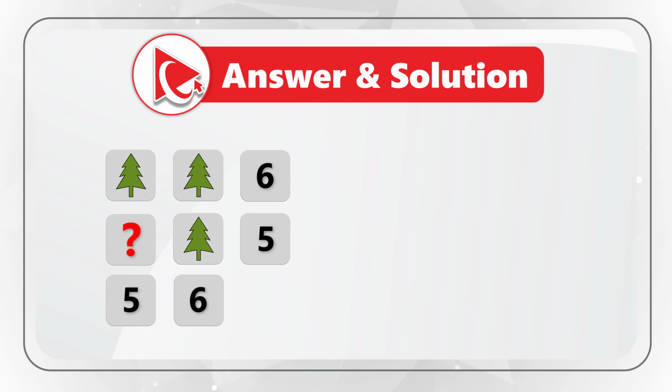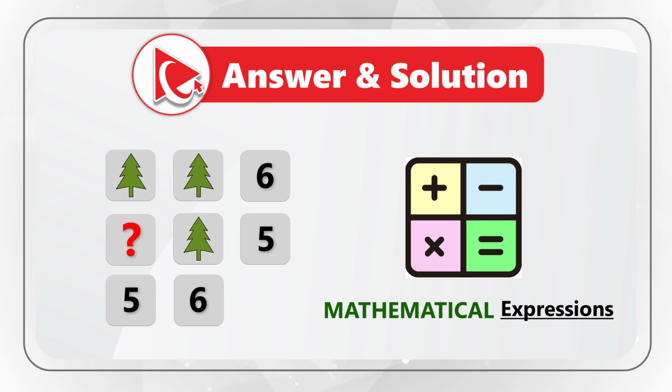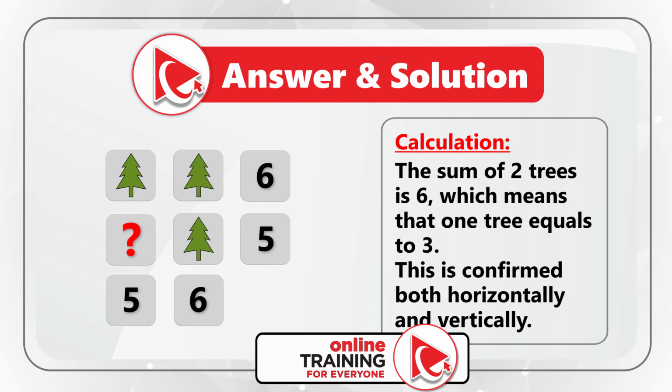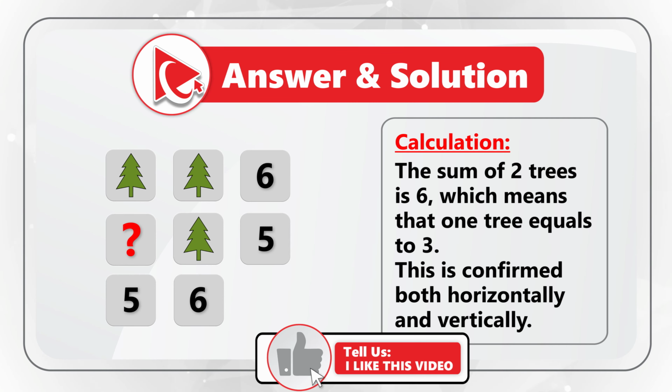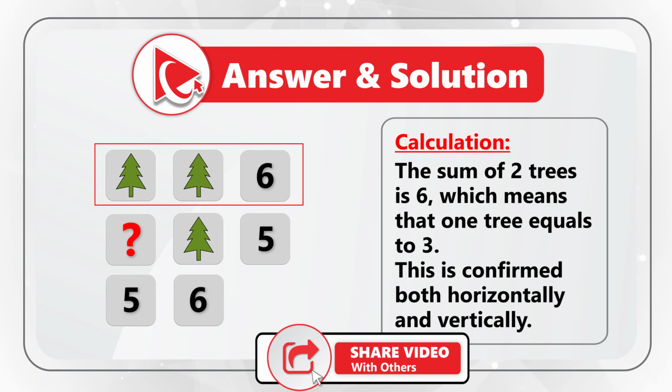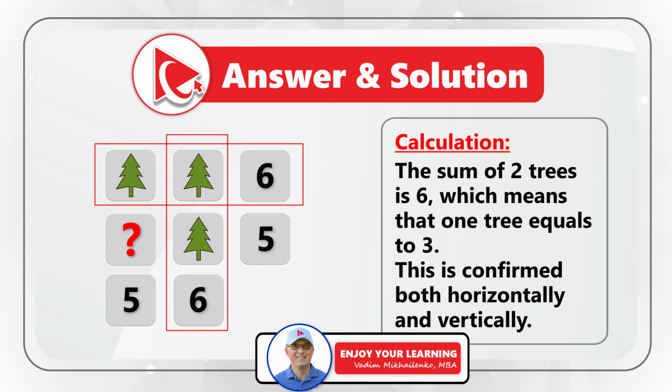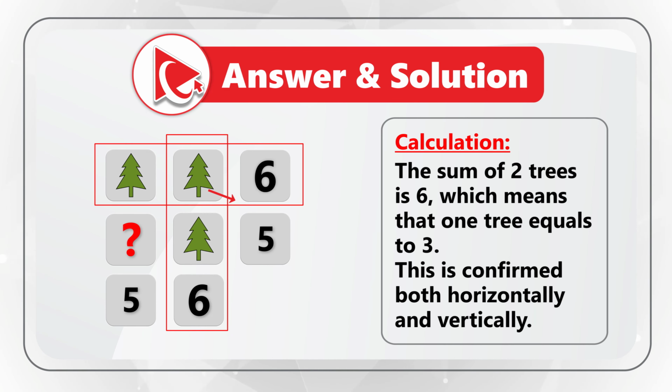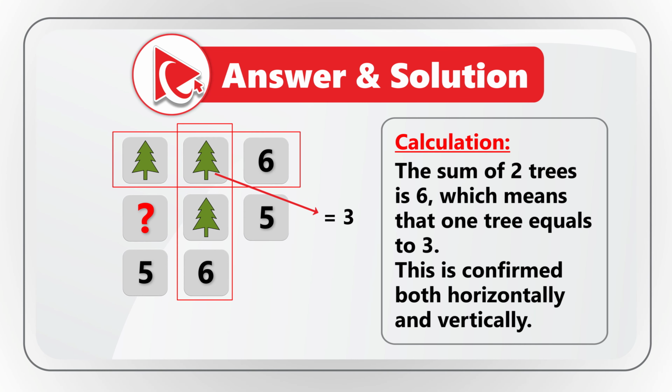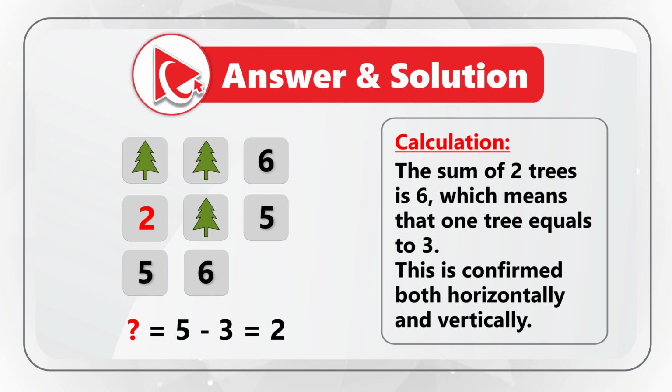As you might have guessed, what we see in the picture are mathematical expressions. For example, the sum of 2 evergreen trees is 3, which is represented by the top row. The same is true for the middle column. Sum of 2 evergreen trees equals 6, which means that 1 evergreen tree equals 3. Now we can calculate the missing number, which would be the result of 5 minus 3, which would be equal to 2. So the correct answer here is choice A, 2. Did you come up with a different answer? Please make sure to post your answer and rationale in comments.